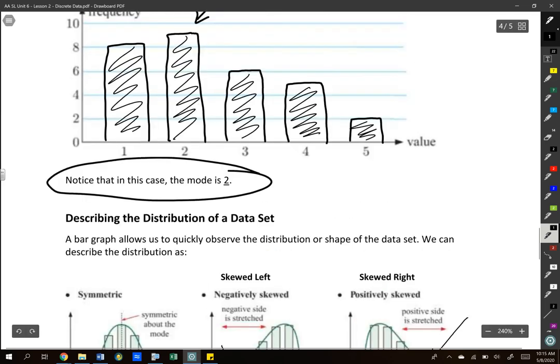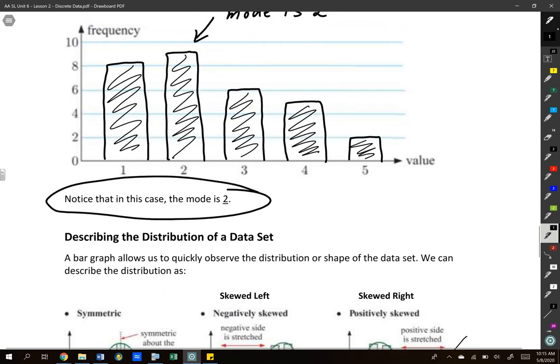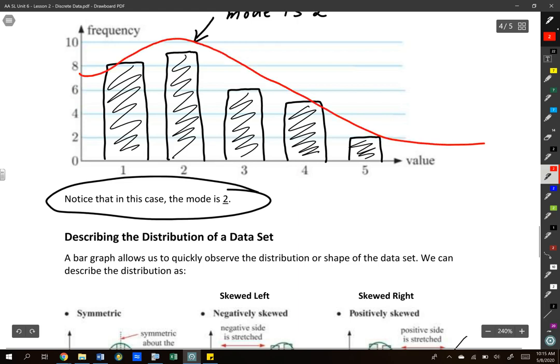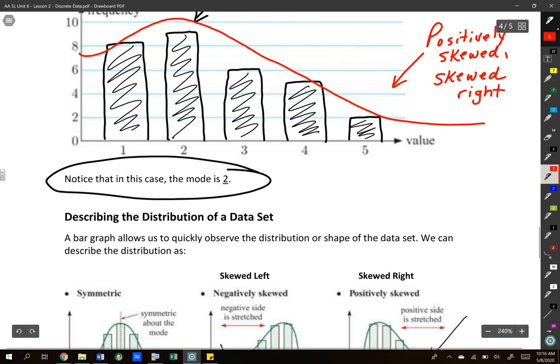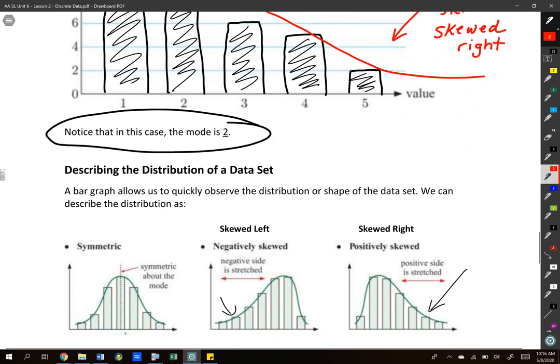Now, if we go back to the chart that we just made, if I'm trying to describe the distribution, I like to do a line over it. It just kind of helps me see better what I have. And if you notice, our data is skewed on the right. So this graph happens to be positively skewed, also known as skewed right. Now I'm going to write them both in all my answer keys because I think these are interchangeable. Right, so positively skewed, which means skewed right.